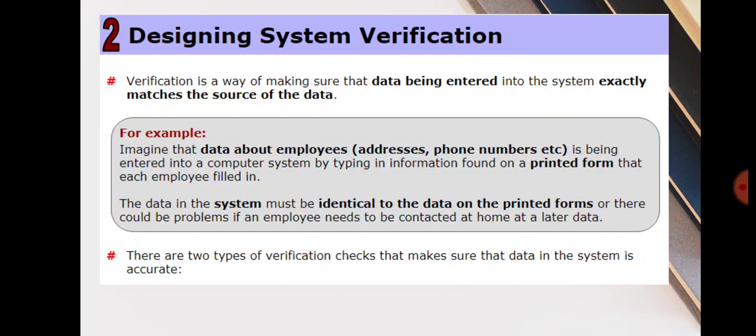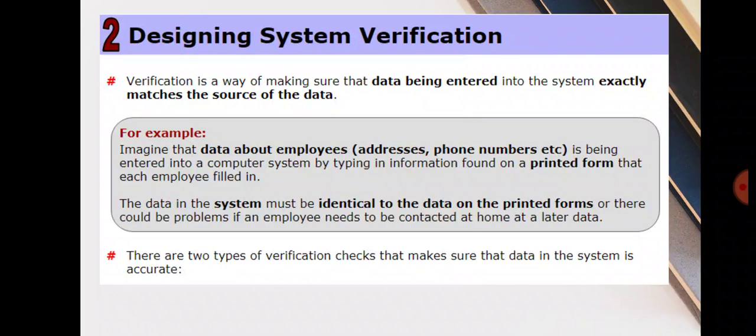Verification is a way of making sure that data being entered into the system exactly matches the source of data. For example, imagine that data about employee address, phone number, etc. is being entered into a computer system by typing in information found on a printed form that each employee filled in. The data in the system must be identical to the data on the printed form, or there could be problems if the employee needs to be contacted at home at a later date.